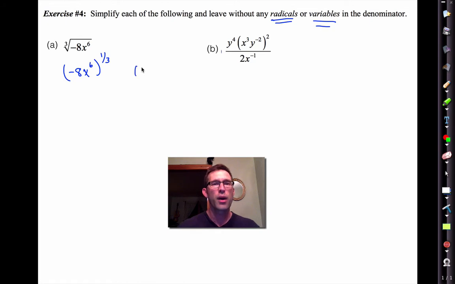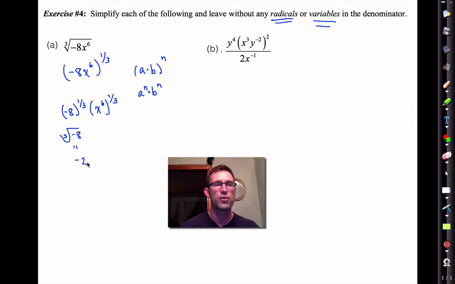Now I'm going to use that property that says if I've got a product of two quantities raised to a power, I can raise both of those quantities to that power before I do the product. So I'm going to actually have negative 8 to the 1/3 times x to the 6th to the 1/3. Here we've really got the cubed root of negative 8. Now think about that, right? The cubed root of negative 8 is negative 2.